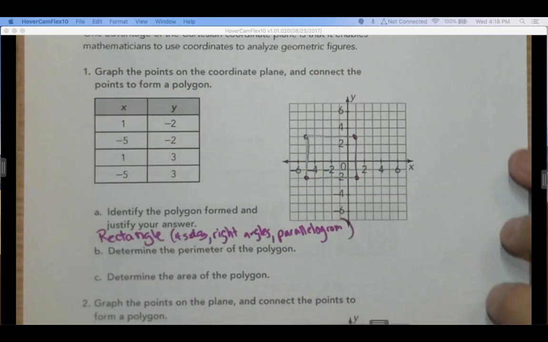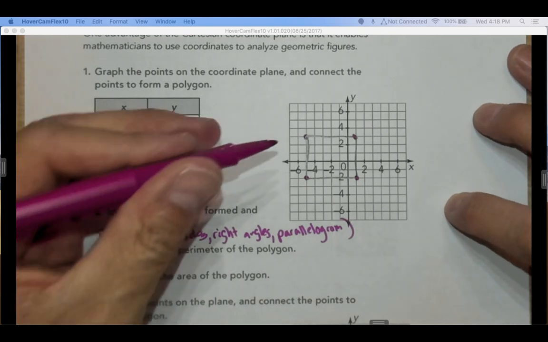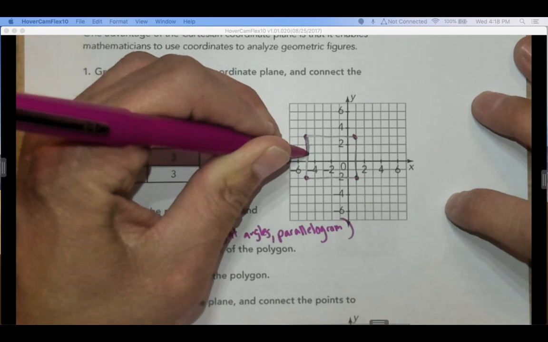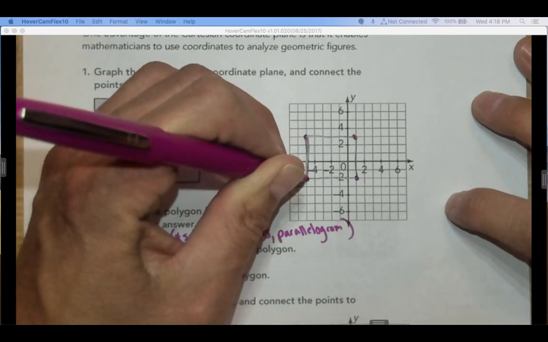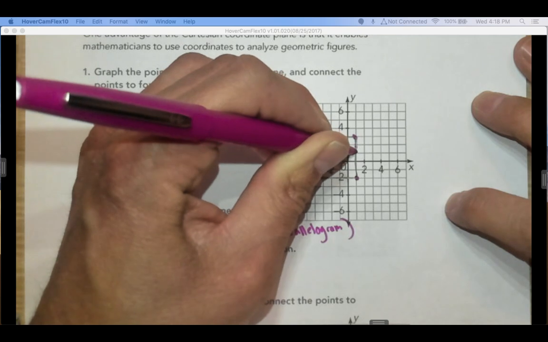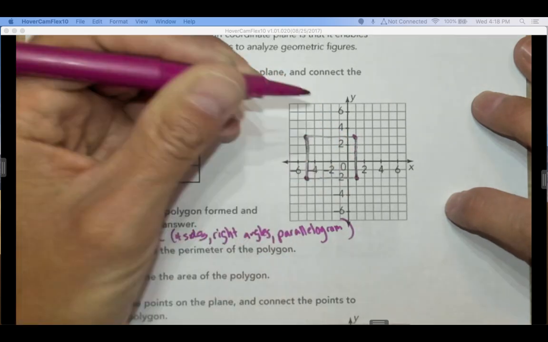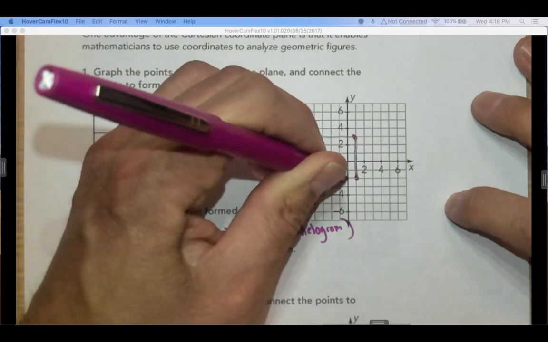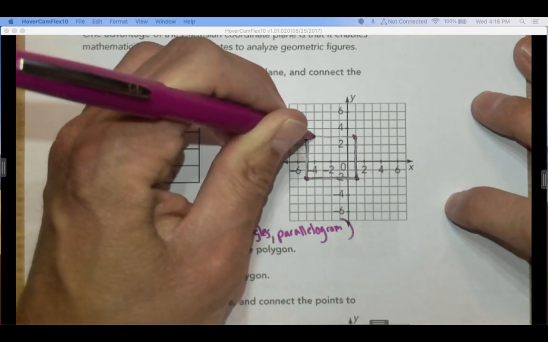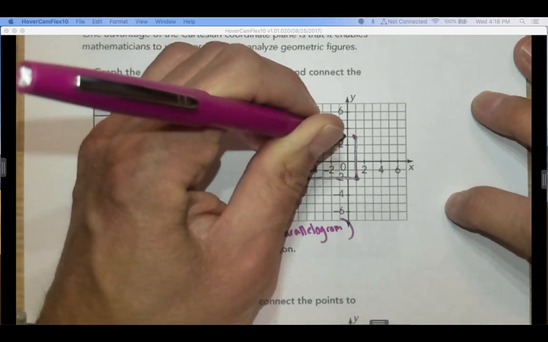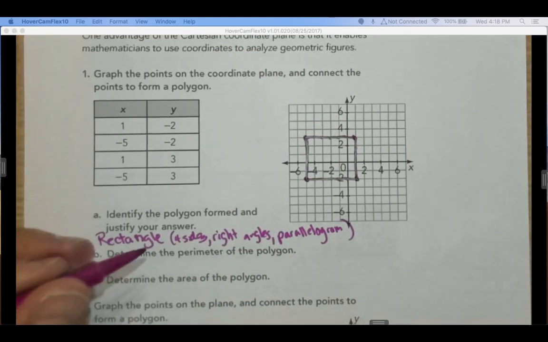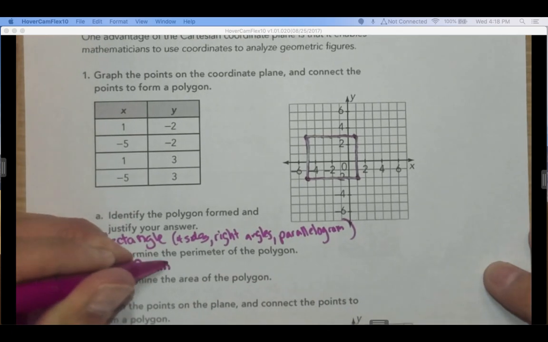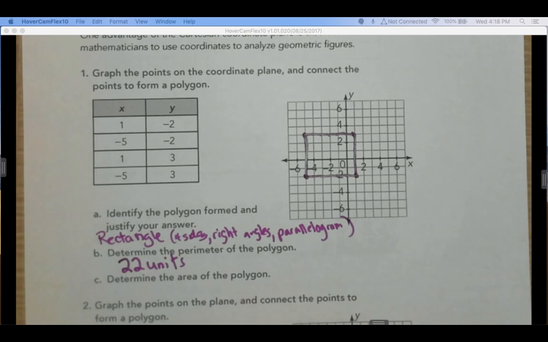Determine the perimeter of the polygon. That's how long it is going around. So going around, the perimeter is 1, 2, 3, 4, 5. And this is 1, 2, 3, 4, 5. So that's 10. Then we have 1, 2, 3, 4, 5, 6, and this is 1, 2, 3, 4, 5, 6. And that's 12. And 10 and 12 is going to be 22. So it'd be 22 units for the perimeter, or going around.